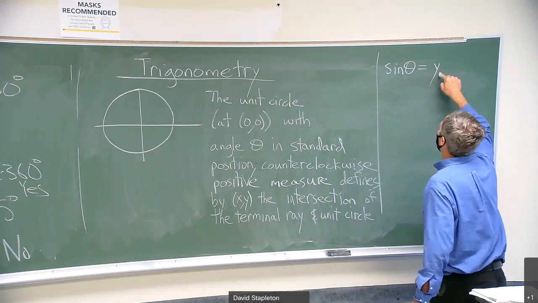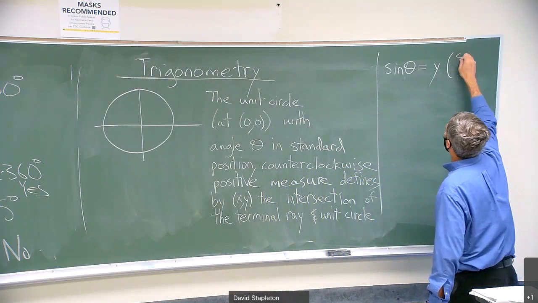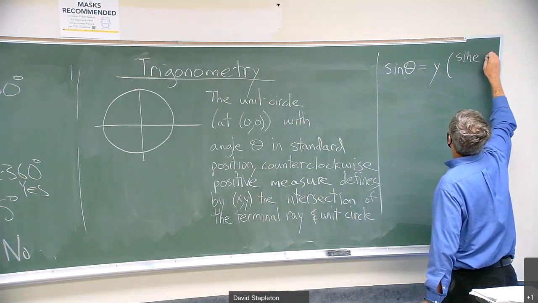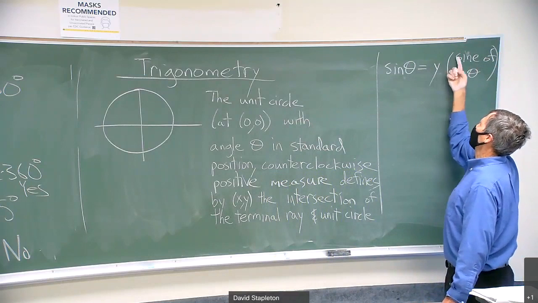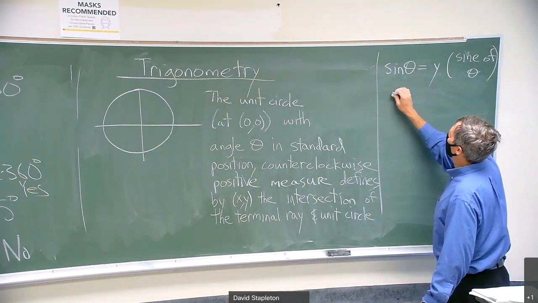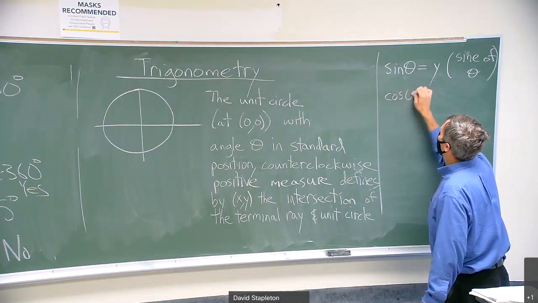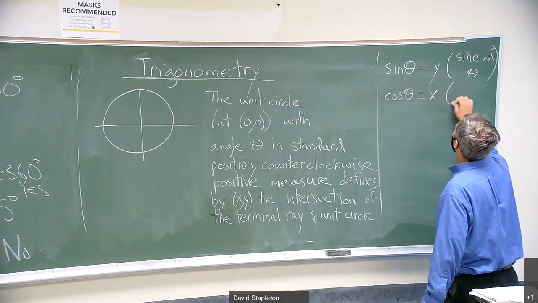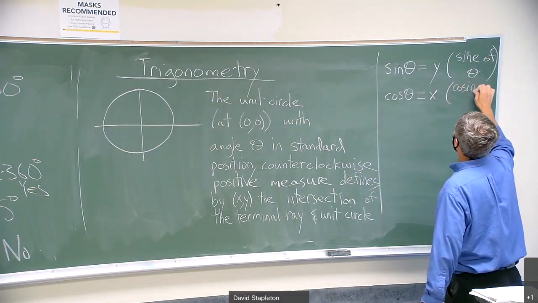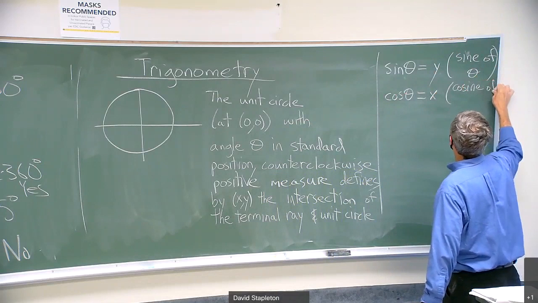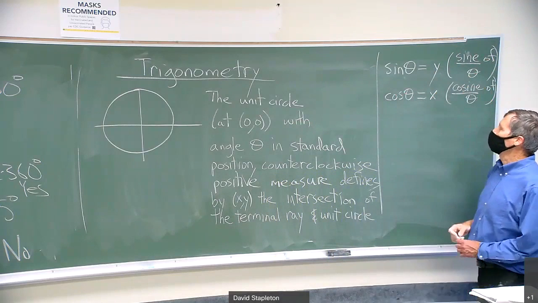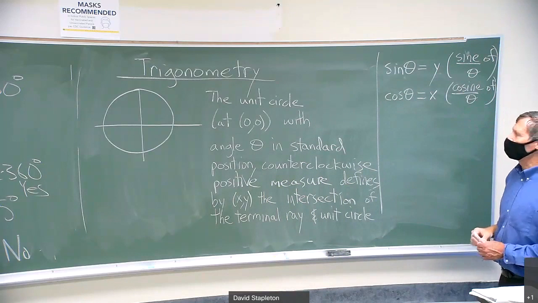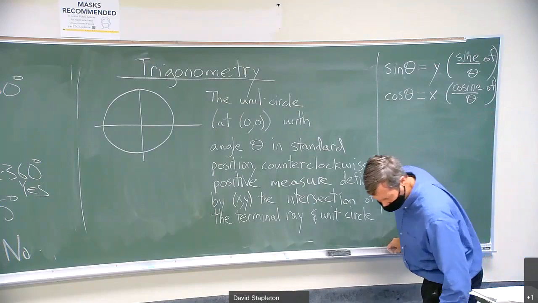Sine of theta is the y coordinate, and it's written out this way: sine of theta. But who wants to write SINE? We'll just write SIN, it's a little shorter. Or cosine of theta is the x coordinate. That's short for cosine. Those are the 2 most important trig functions of all, but there's 4 other very important ones also.